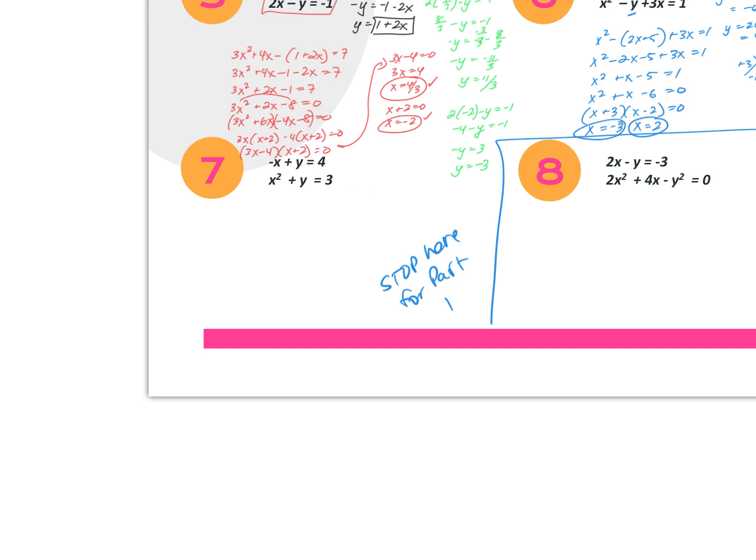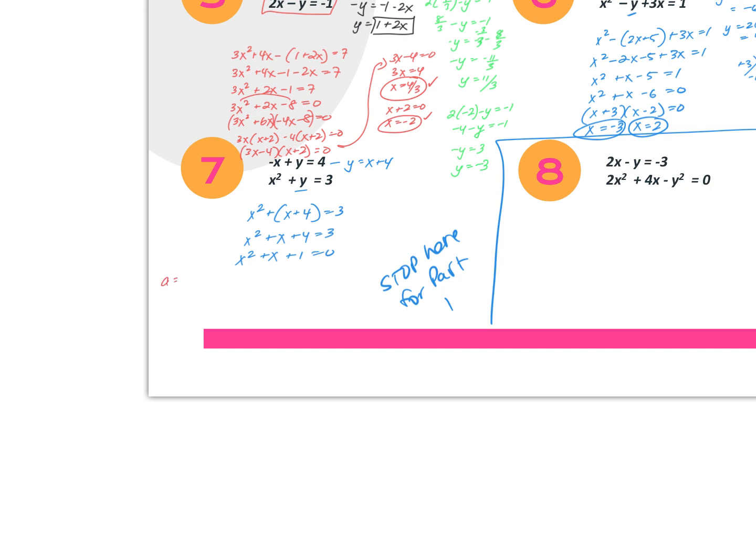Again, I know that I can start here with this top one, and I can make it y equals x plus 4. And then I go to the second one, x squared plus y, which is x plus 4, equals 3. So I get x squared plus x plus 4 is 3, or x squared plus x plus 1 equals 0. And this is not factorable. And so I have to use the quadratic equation here to get to my solution.